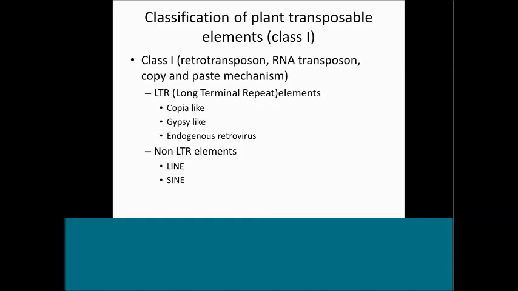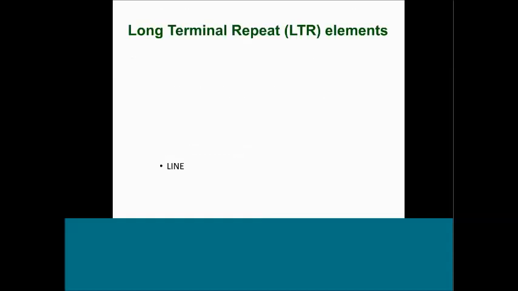The LTR elements can be further divided into Copia-like and Gypsy-like based on their gene order. And also the third class is the endogenous retrovirus, which contains the envelope protein. That means they could become a virus. I want to spend some time on the long terminal repeat elements because they are the largest component of plant genomes.